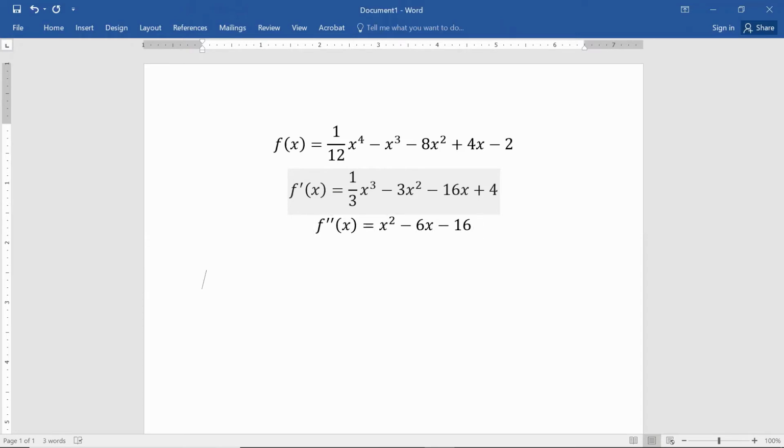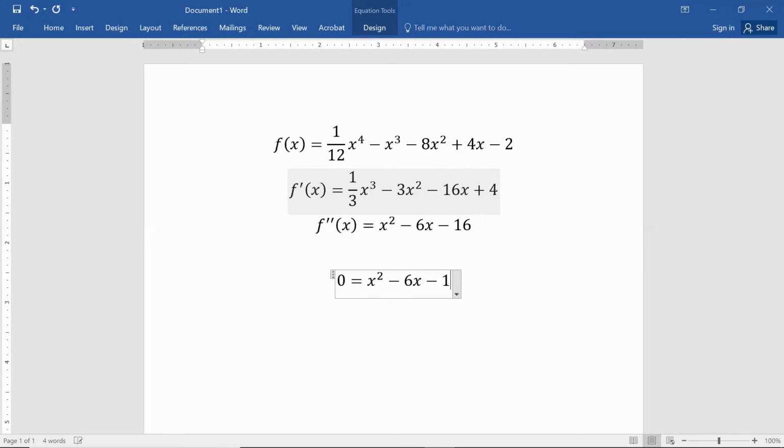In order to find where this is concave up and where this is concave down, let's find the transition point where the concavity would be exactly equal to 0. In order to do that, we set the second derivative equal to 0.